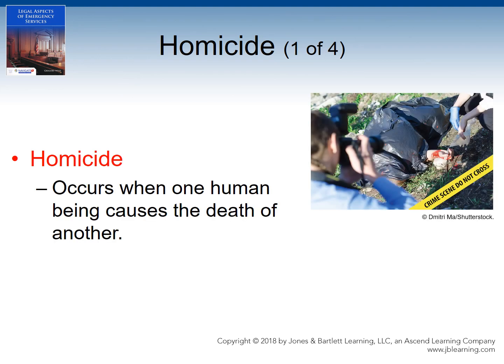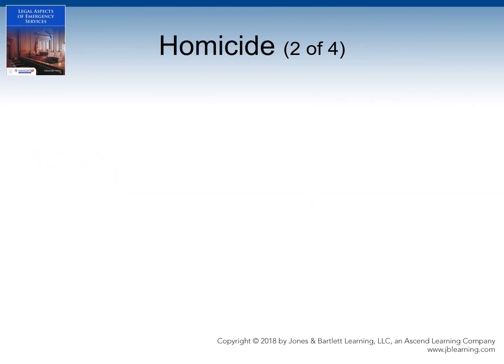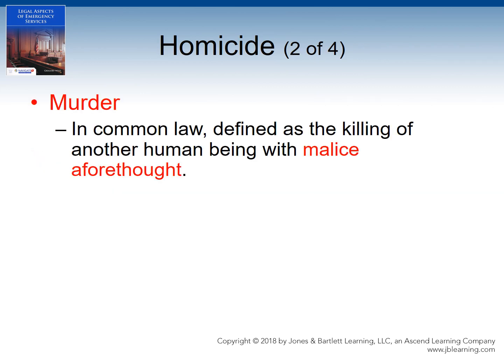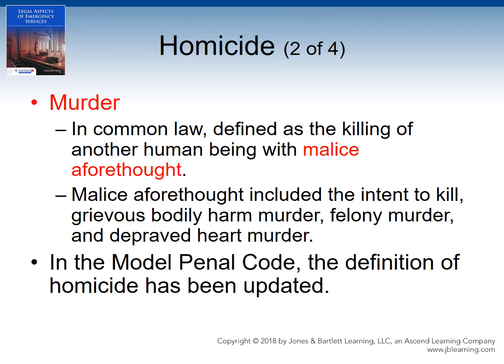This means it is not a homicide if a person kills an animal. It is also not a homicide if someone attempts to kill someone who is already dead. Underneath the umbrella of homicide are the crimes of murder and manslaughter. At common law, murder occurred when one person killed another with malice aforethought. Malice aforethought included the intent to kill, grievous bodily harm murder, felony murder, and depraved heart murder. The Model Penal Code has since updated this definition to purposefully or knowingly killing another human being.